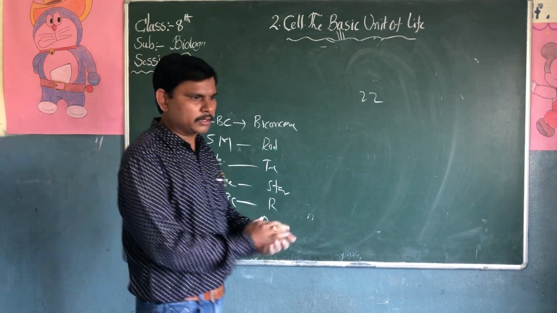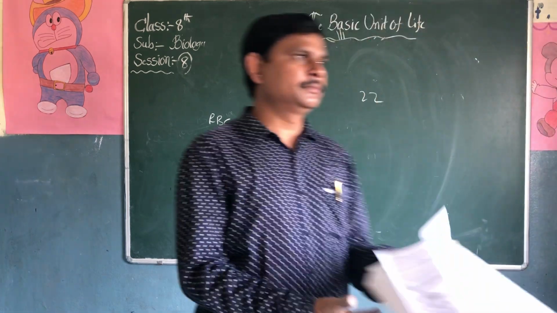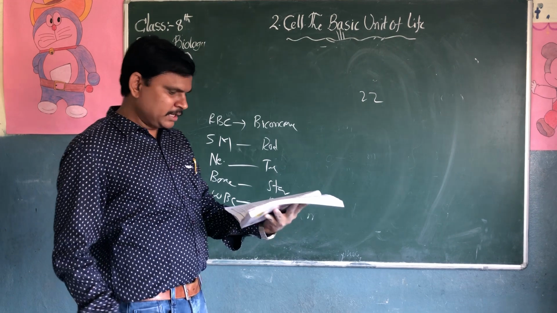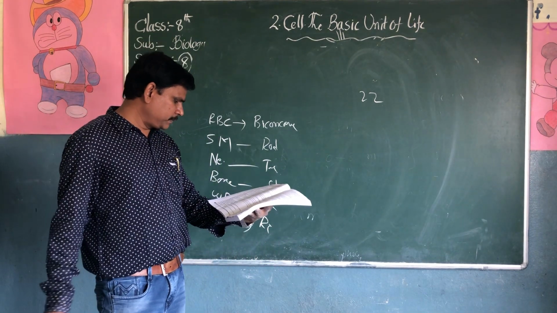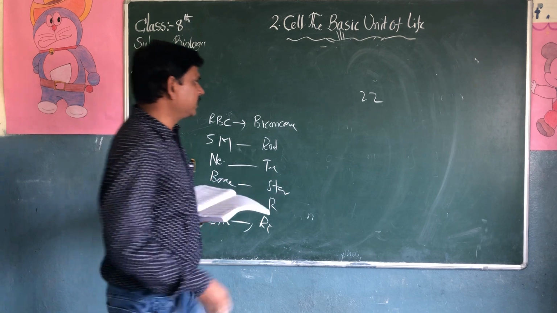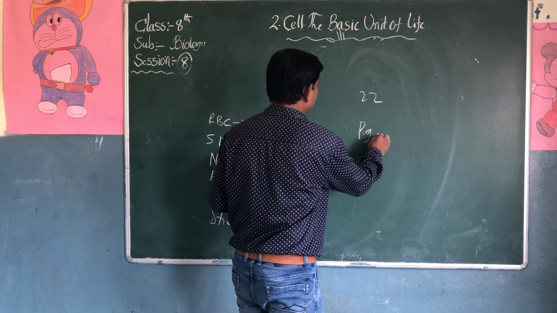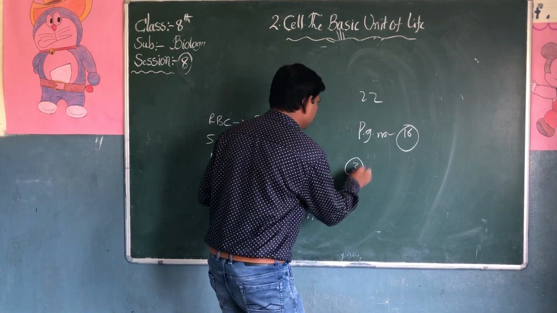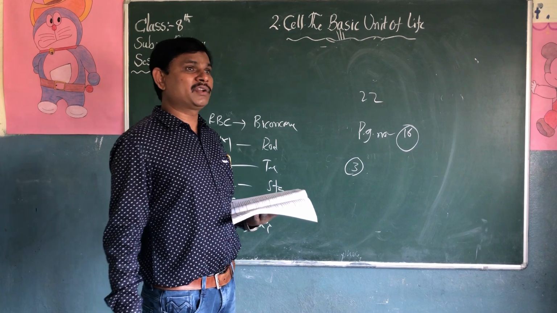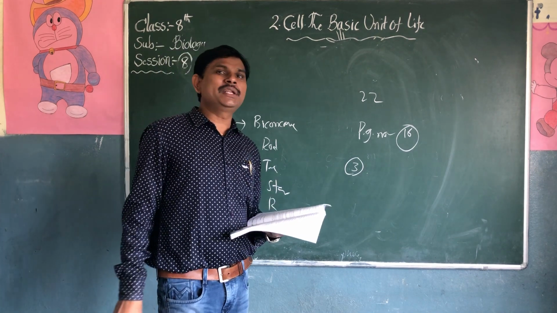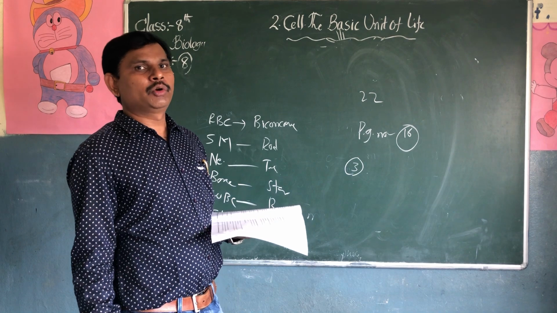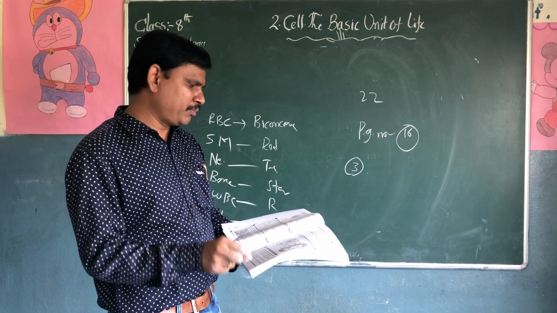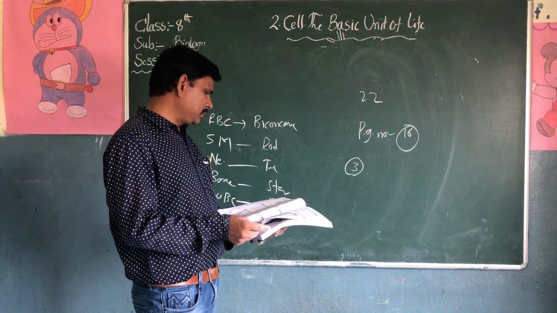So, today's homework. I think everybody has the workbook. I'm giving the homework from the workbook. Page number 16, question number 3: write the differences between unicellular and multicellular. Very, very important: unicellular and multicellular.